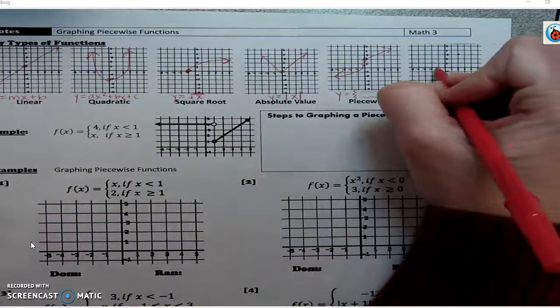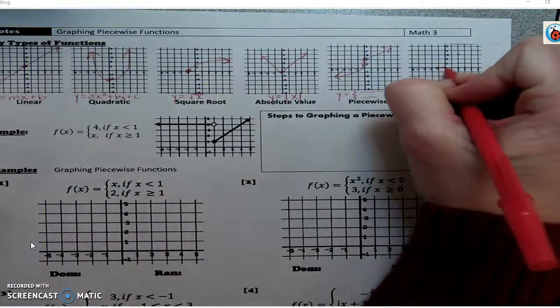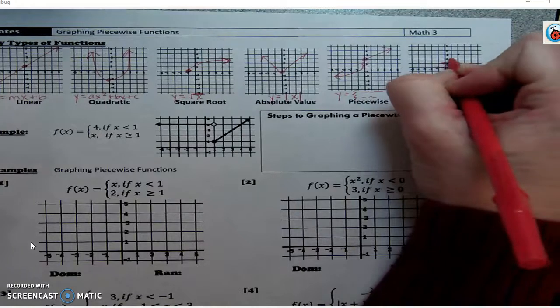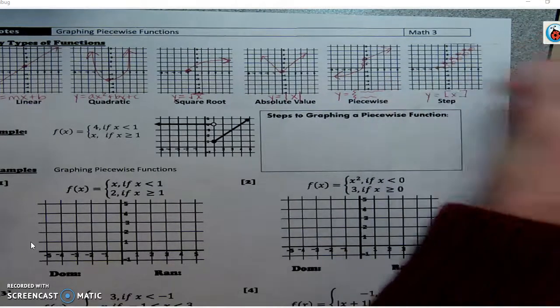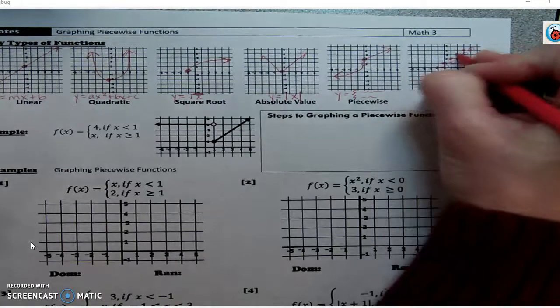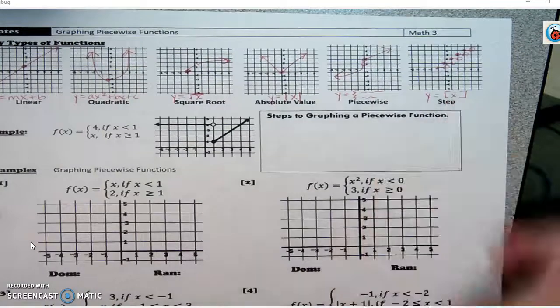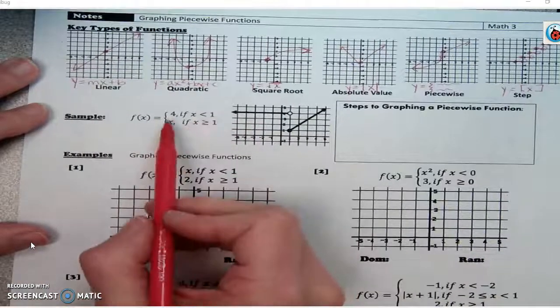looks like this. So it has many different pieces to it. And that's the notation for the step function. Okay. All right, here's an example of a piecewise function.